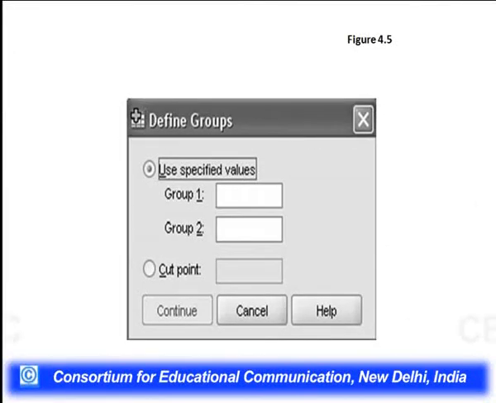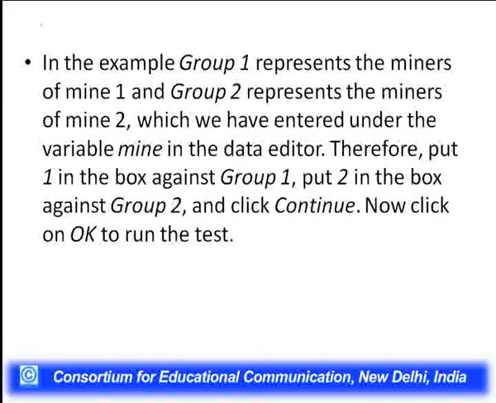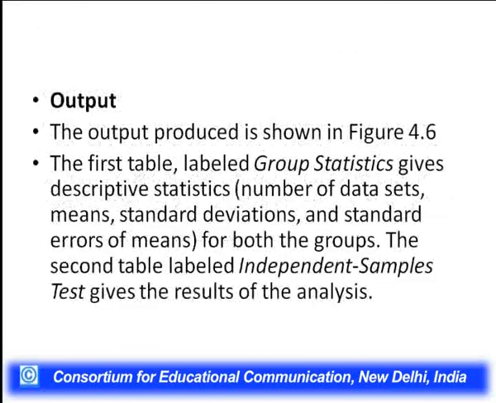This is how we are going to define group 1 and group 2. In the example, group 1 represents the miners of mine 1 and group 2 represents the miners of mine 2. We have entered 1 and 2 under the variable mine in the data editor, therefore put 1 in the box against group 1 and put 2 in the box against group 2 and click the Continue button. Now click on OK to run the test.